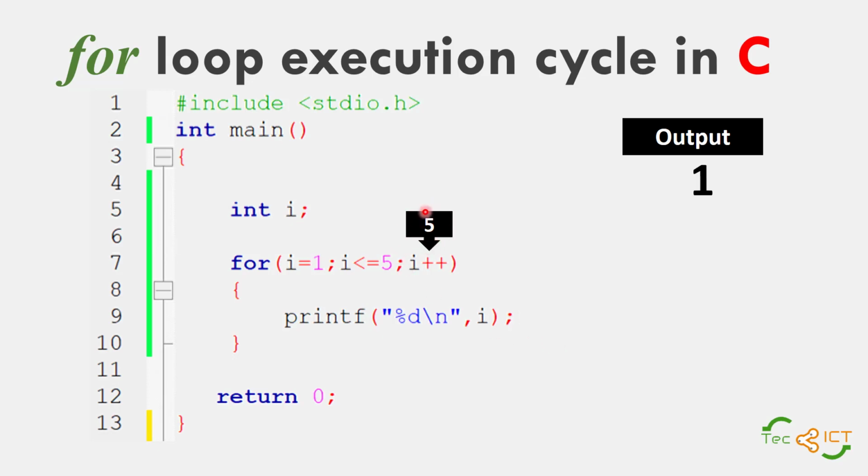Then the fifth, the increment of I. Now I becomes 2. Then the program checks whether I is less than or equal to 5. 2 is less than or equal to 5, which is true.